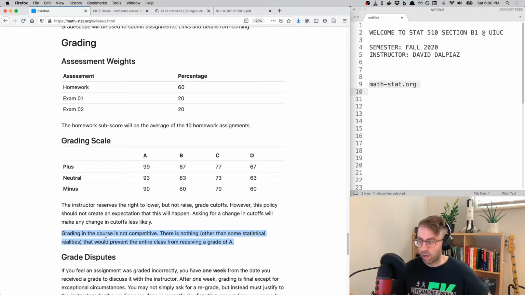Minor note that grading is not competitive, meaning there's no sort of curve. I have no mandate to give out a certain number of A's, B's, and C's. The only thing that would prevent me from giving out all A's is everyone in the class not achieving the mastery of the content that gets them an A. I normally say that a statistical reality says it's not possible, but with such a small sample size, maybe it is, and let's see if we can make that happen.